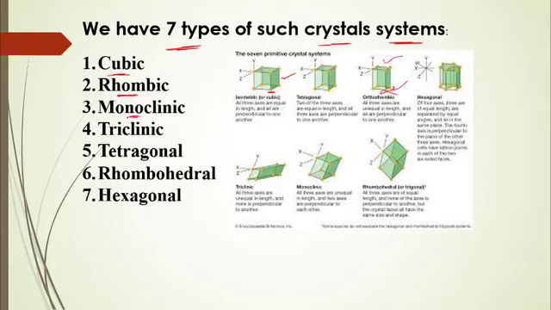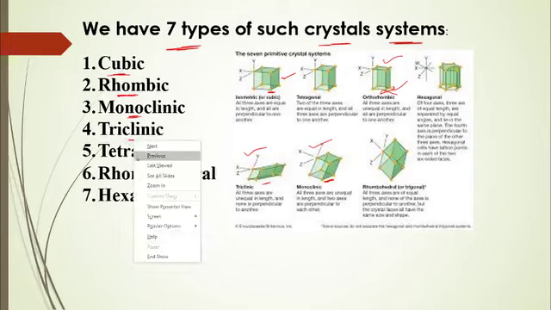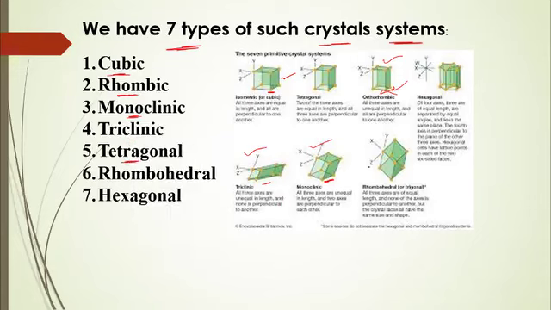And then we have the monoclinic structural system. Monoclinic structural system is this one. It looks like this, slanting to the side. And then of course we have the triclinic structural system. Triclinic structural system looks more like an inverted cuboid. And then we have the tetragonal structural system. Tetragonal is this, looks more like a standing cuboid.